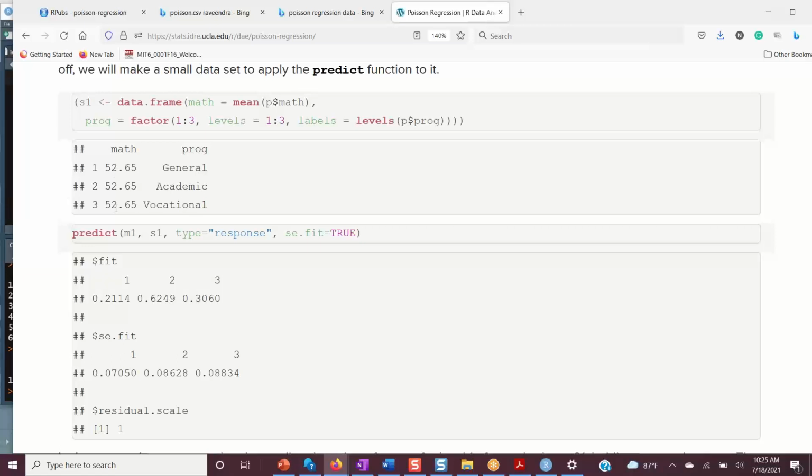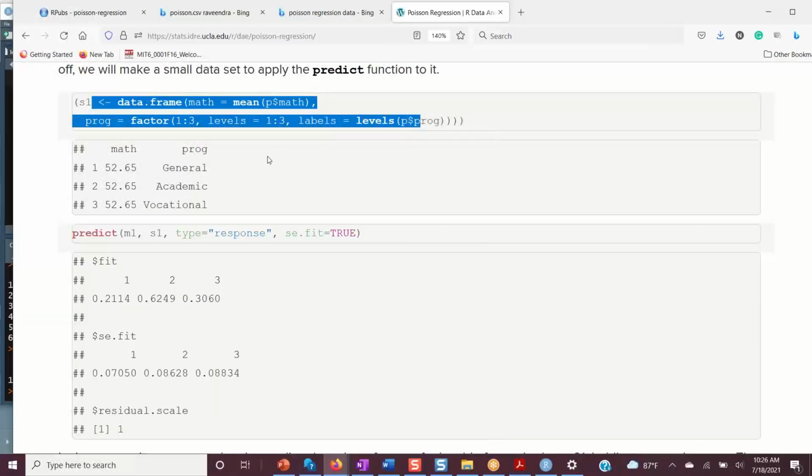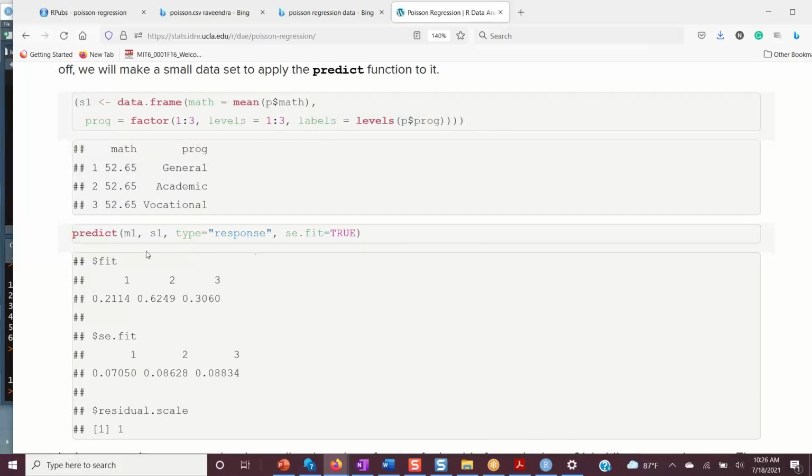So you are keeping the math value the same, because that's how you can interpret it. Math value the same, and then changing the class, general versus academic versus vocational. This is the kind of sample values that is created here, and for that you are predicting using the model M1, and the data set is this one, S1, and we want the type to be response, not probabilities. Response means in this case number of awards.